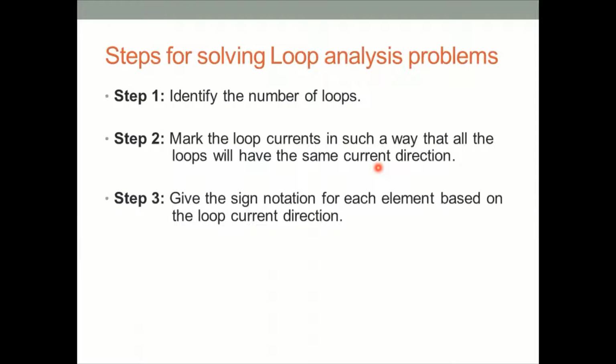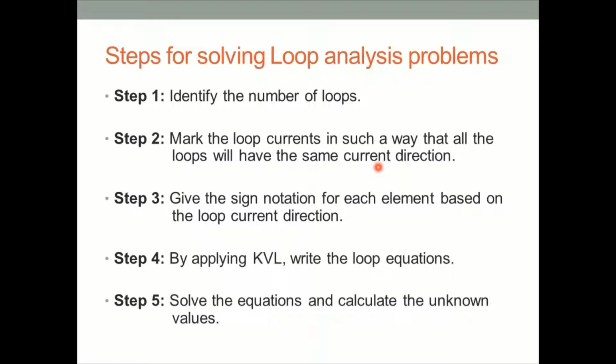Coming to step 3, we need to give the sign notation for each element of the circuit based on the loop current direction. Coming to step 4, by applying KVL, we need to write the loop equations. Coming to step 5, we need to solve those equations and calculate the unknowns.